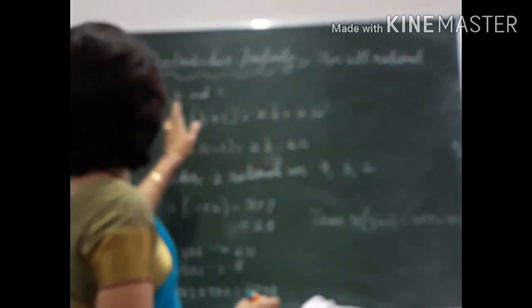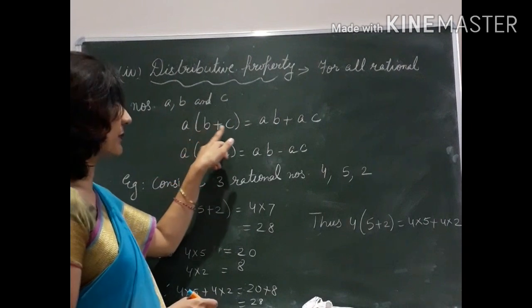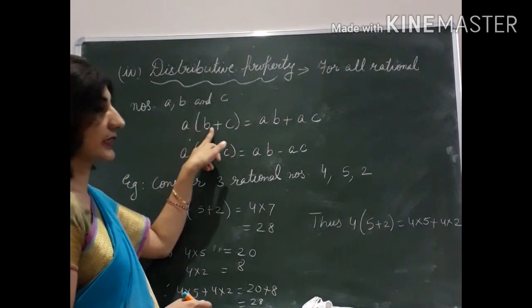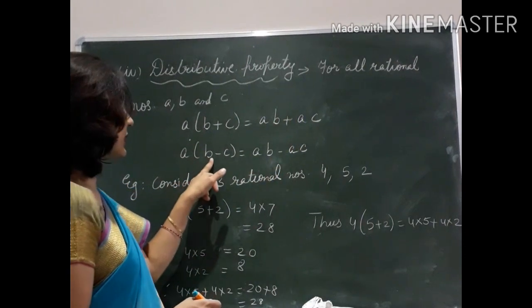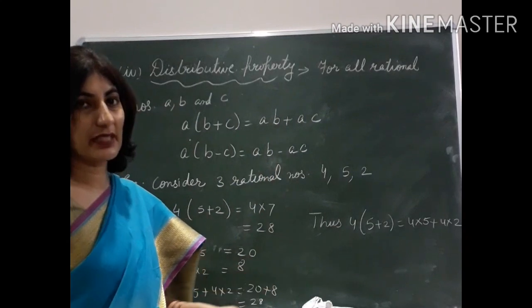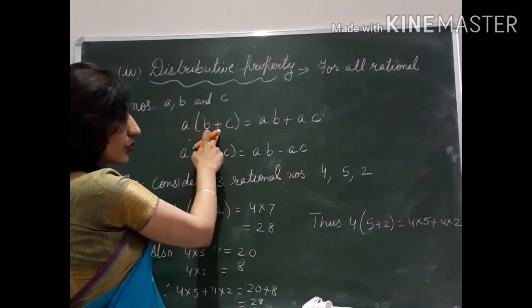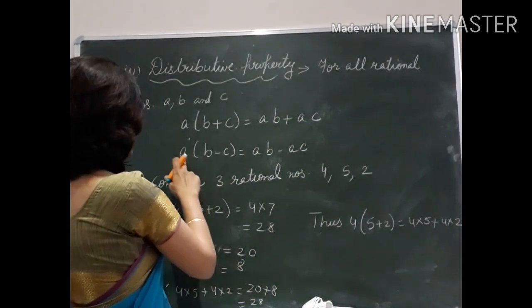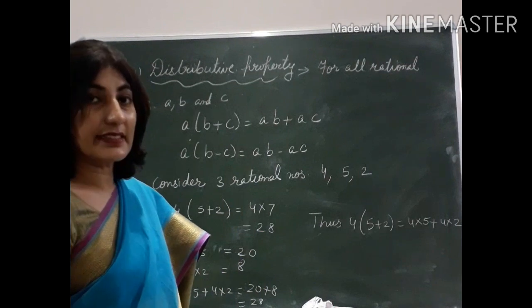For all rational numbers a, b and c, a into b plus c is equal to a multiplied by b plus a multiplied by c, and a into b minus c equals a multiplied by b minus a multiplied by c. So this is known as distributivity of multiplication over addition, and this is distributivity of multiplication over subtraction. Let us take an example.